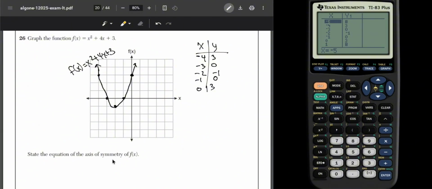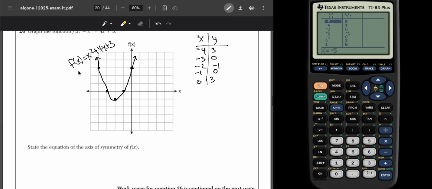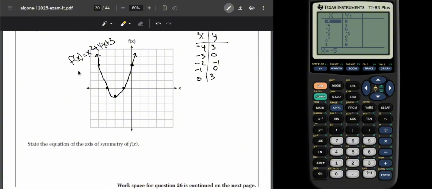Then it says state the equation of the axis of symmetry. Forgot what the axis of symmetry means? Look at your reference table, it is given for you. The equation of the axis of symmetry is x equals negative b over 2a, and your axis of symmetry is going to be the x value of your vertex. So I know my vertex x value is negative 2, but I still need to write the equation.